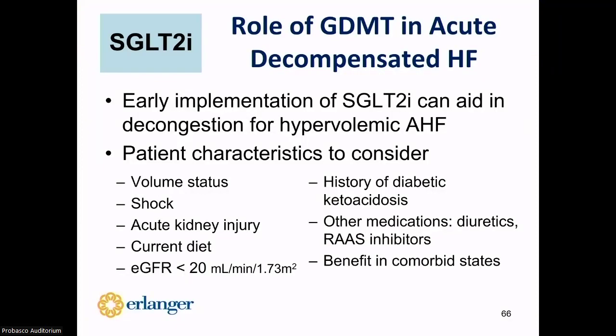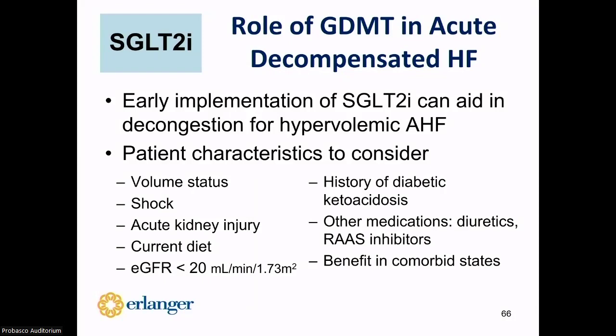So what should we think about when we're thinking about starting an SGLT2 here in acute decompensated heart failure? I think it's a good option if you have a patient who needs help in their decongestion of hypervolemic acute heart failure or acutely decompensated heart failure, making sure we keep in mind their volume status. If they have acute kidney injury, is their creatinine or their GFR high enough where they're able to do it?